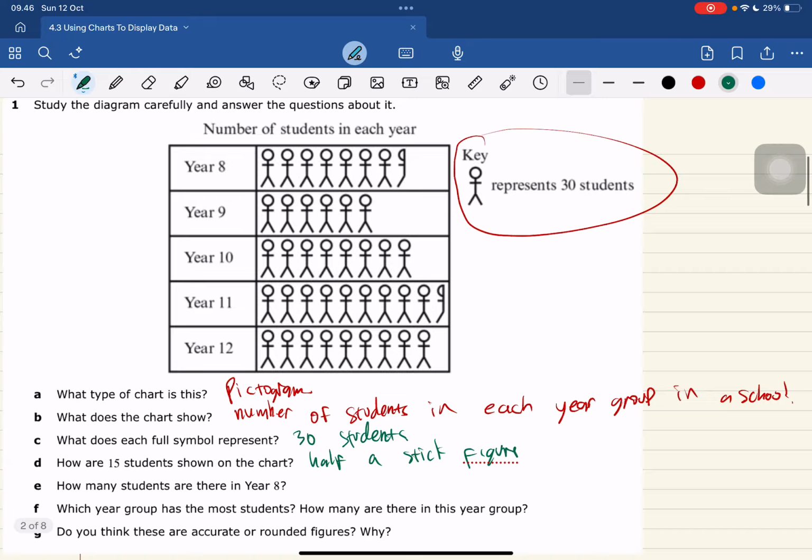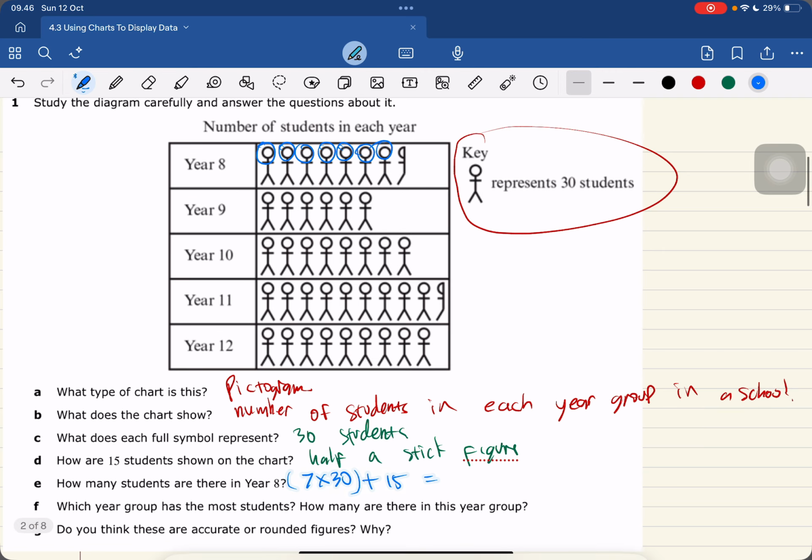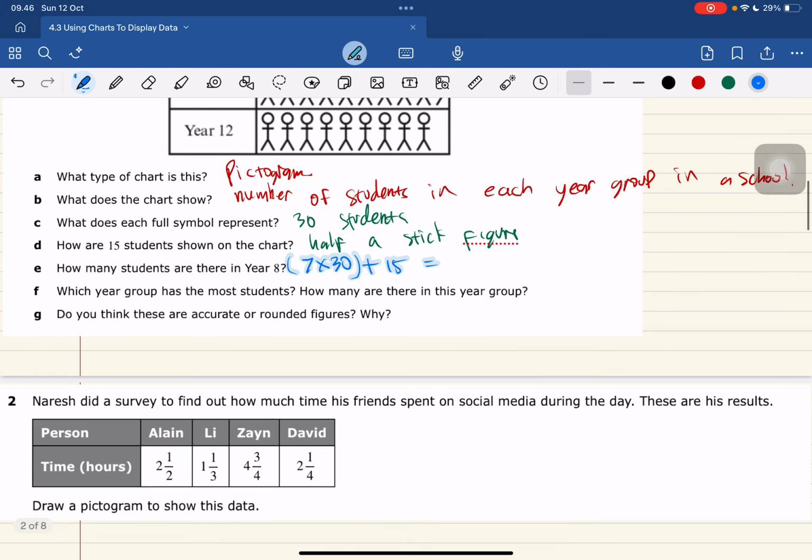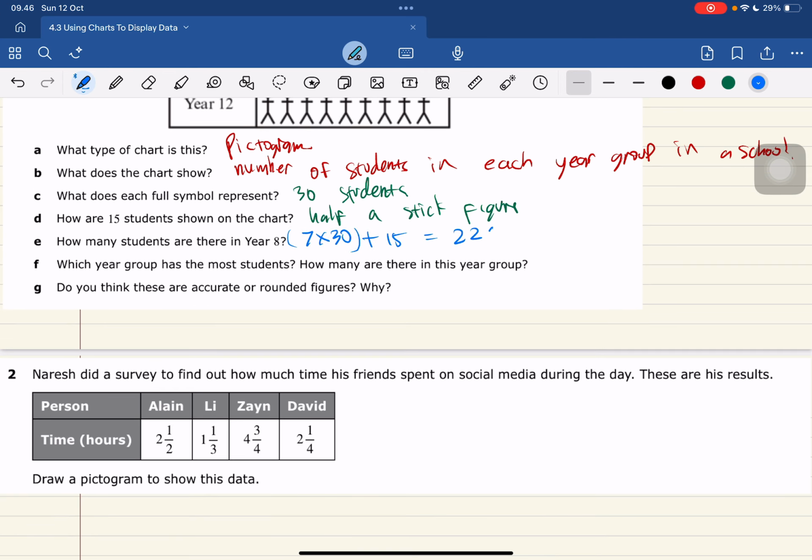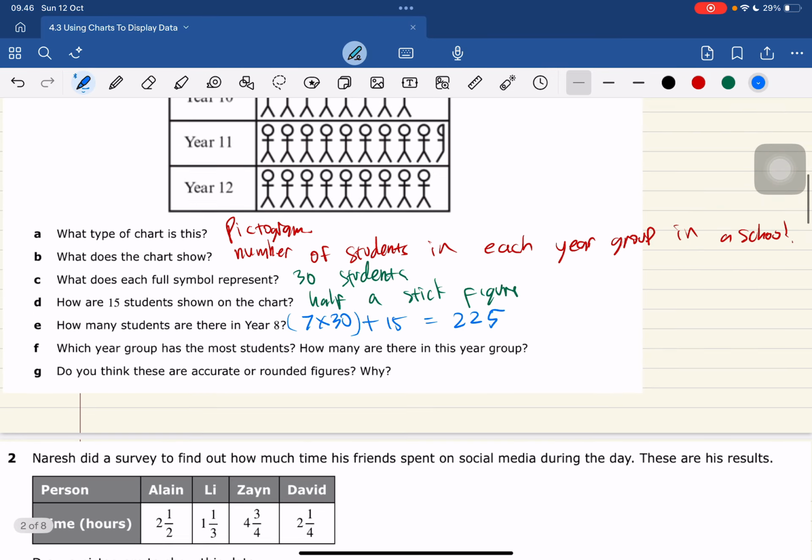Next, how many students are there in year 8? So let's check it, year 8. Okay, here. So how many 30s? 30, 1, 2, 3, 4, 5, 6, 7. So we have 7 times 30 plus a half of 30, which is 15. So this is equal to 225.